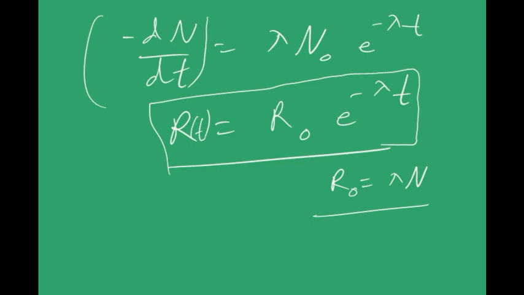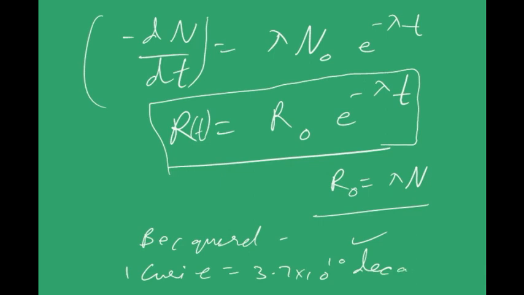So what is the unit of this rate? 1 becquerel is nothing but 1 disintegration or 1 decay per second. But the commonly used unit is 1 curie, which is nothing but 3.7 into 10 power 10 decays per second, or 3.7 into 10 power 10 becquerel.